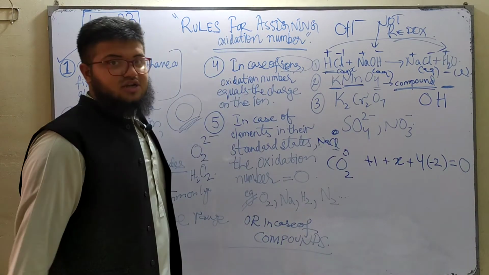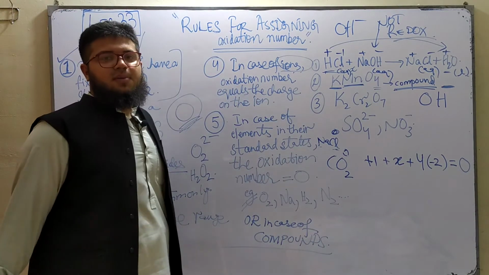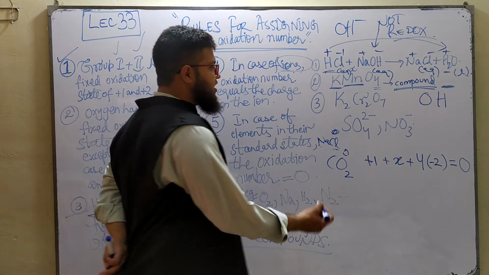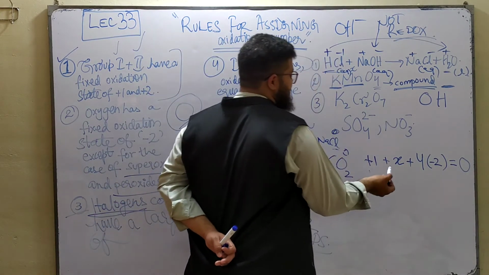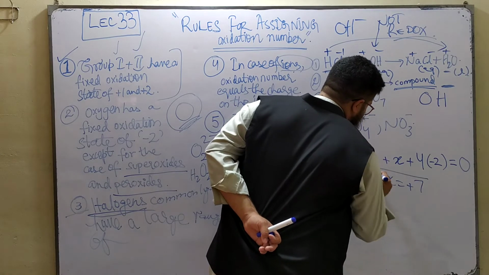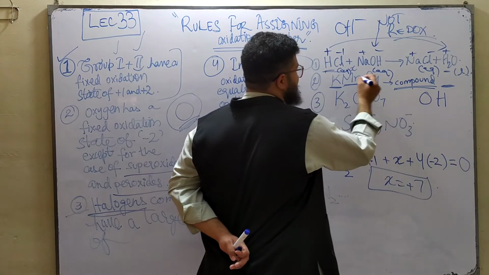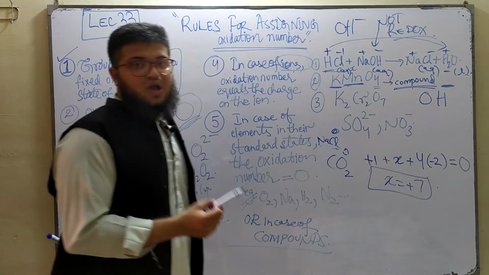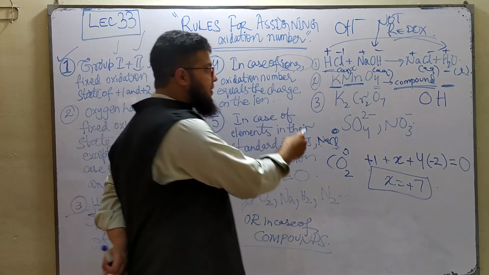Now once it is equated to 0, all you need to do is apply your math and get the value for x. 4 times -2 is -8, plus 1 is going to be -7. So x is going to equal +7. So +7 is the oxidation number of manganese in this compound. This is how you calculate the oxidation number of unknown compounds.